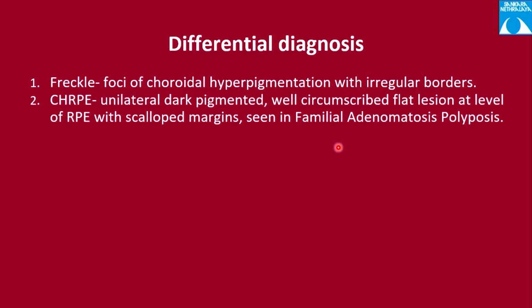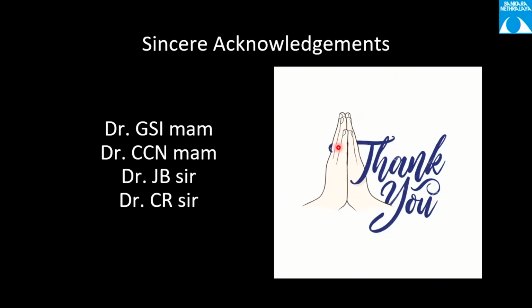The differentials included are freckle, which is nothing but foci of choroidal hyperpigmentation with irregular borders, or CHRPE-like lesions which have scalloped margins and are seen in familial adenomatous polyposis. Thank you.